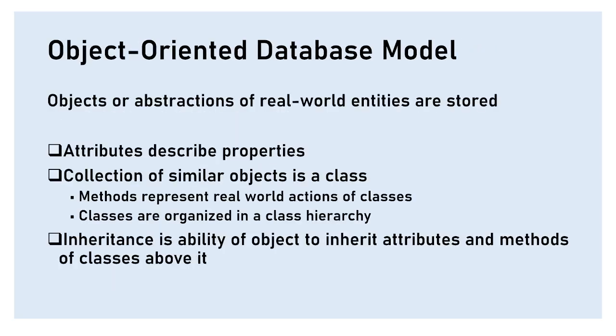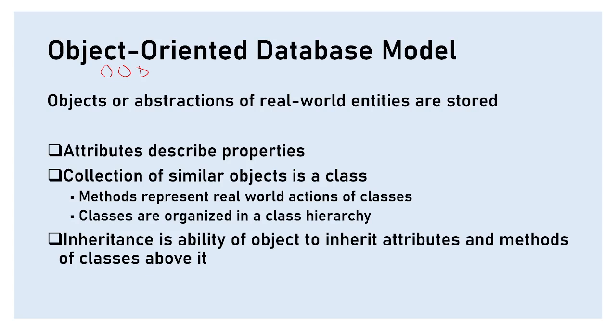Then we have the object oriented database model. People also call it the OODB, basically as the name suggests, object oriented database. It is the same concept that objects are abstractions of real world entities, and they are stored. The attributes describe the properties. A collection of similar objects is a class.